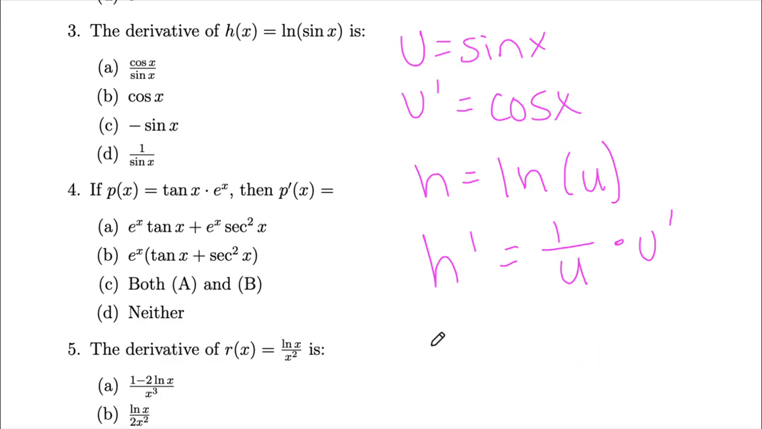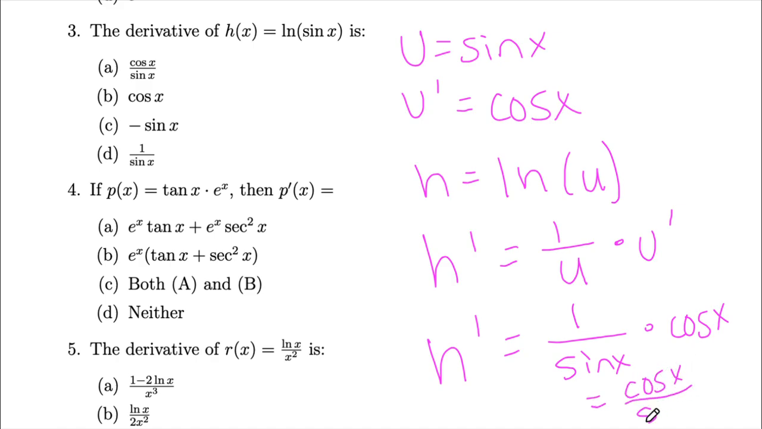Okay, and now I'm going to go ahead and plug back in. So h prime equals 1 over sine of x times u prime, which is cosine of x. So I could rewrite this as cosine of x over sine of x. So this would be answer choice A. Just a simple note here. You could also simplify this further and you could just rewrite that as cotangent of x.